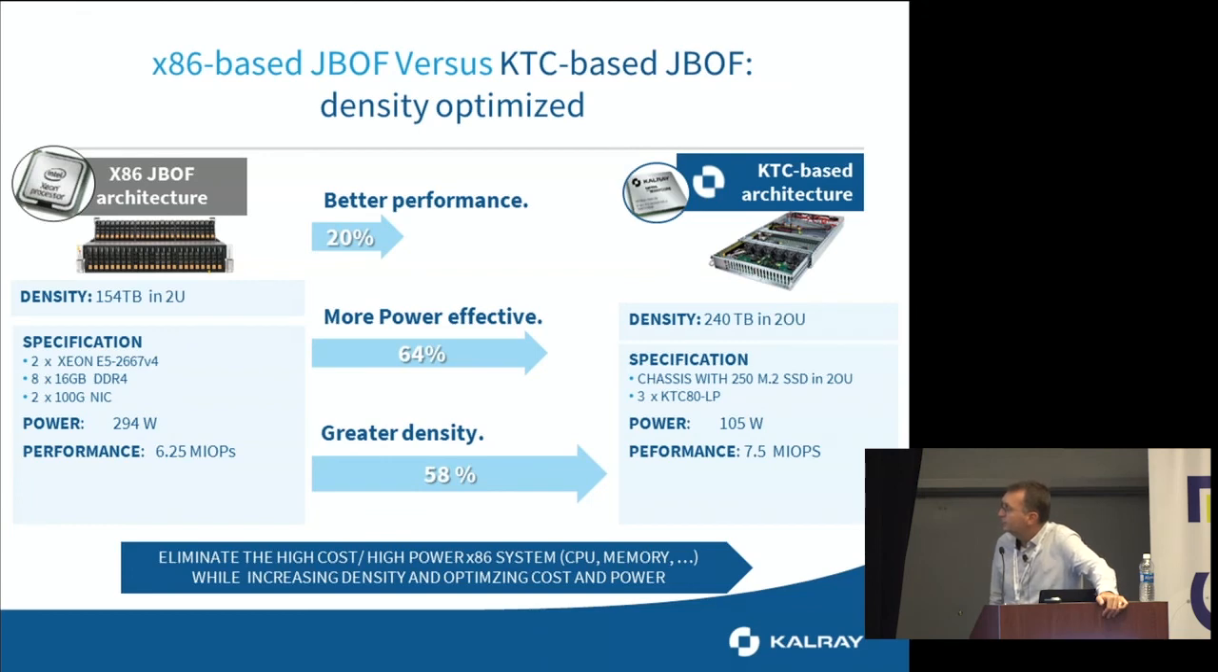Now, if you look at a typical solution used in an OCP form factor, you can have up to 240 terabytes in a 2OU, Open Compute Unit form factor, which is very close to the standard U. And you can connect up to 3 KTC80, for example, in this JBOF. Doing this, you can have a power for the CPU plus NIC function that is close to 100 watts, while delivering 7.5 million IOPS. At the end, you have 20% more performance, you are more power efficient by 64%, and you have a greater density, like 58%.